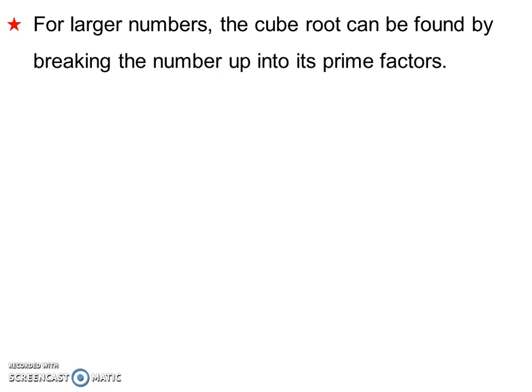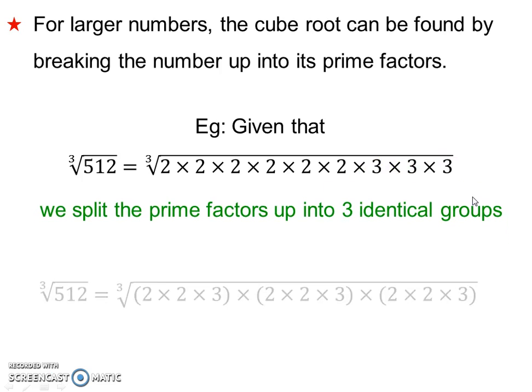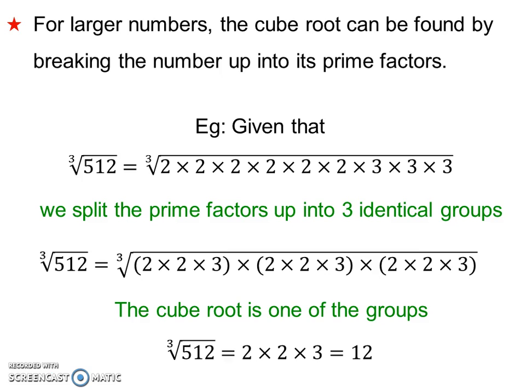For larger numbers, we do exactly the same as we did for the square root, but instead of doing it into 2 identical groups, we have to have it into 3. So here's our example. We have to break this section up into 3 identical groups. So there's 1, 2, 3, 4, 5, 6 2's, so there'll be 2 2's in each of the 3 groups. There's 3 3's, so there'll be 1 3 in each group. So in 3 identical groups, they end up looking like that. So our cube root is one of the groups. And that's why 2 times 2 is 4 times 3 equals 12.